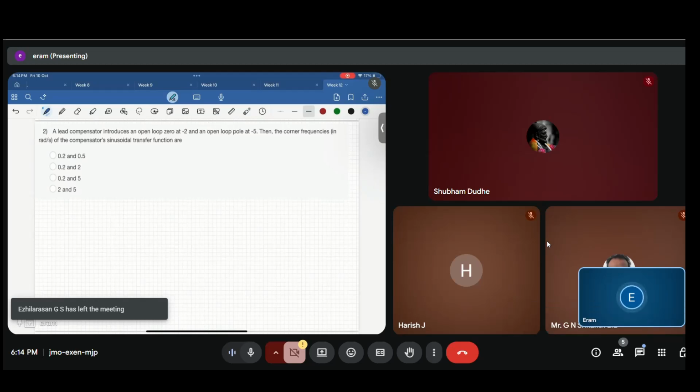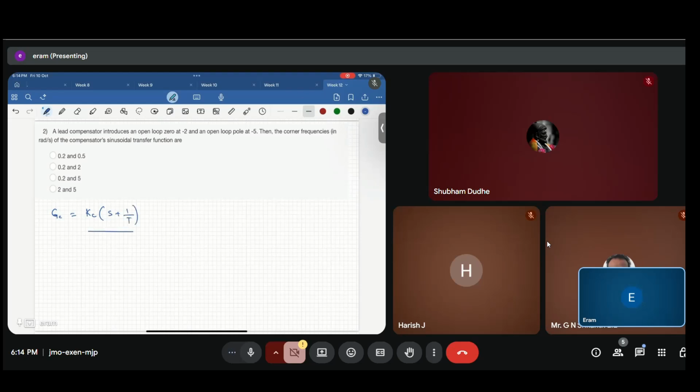So here we have a lead compensator which introduces an open loop zero at -2 and an open loop pole at -5. Then the corner frequencies of the compensator will be at... It's a very simple question. We have just written the transfer function of a lead compensator, which was Kc alpha. Now if we write in pole zero form, it will be Kc (s plus 1 by T) divided by (s plus 1 by alpha T).